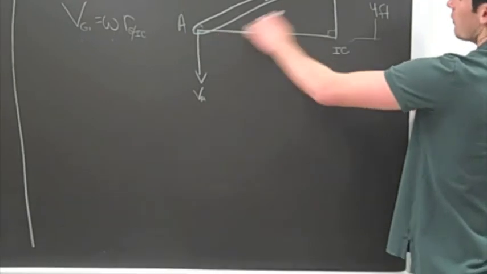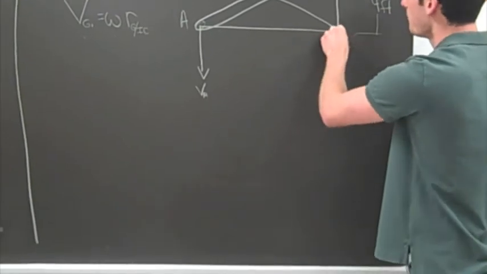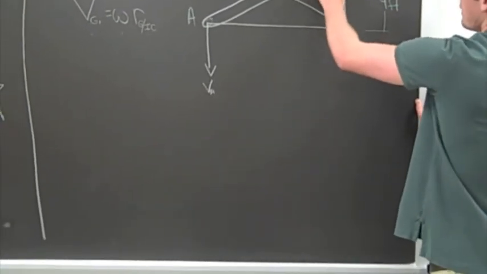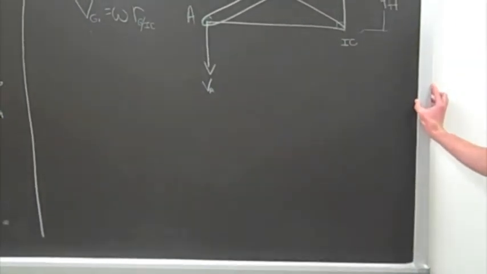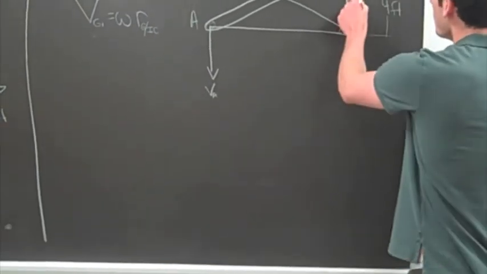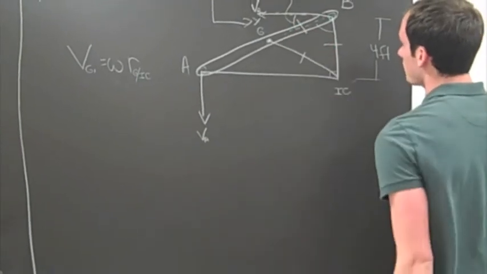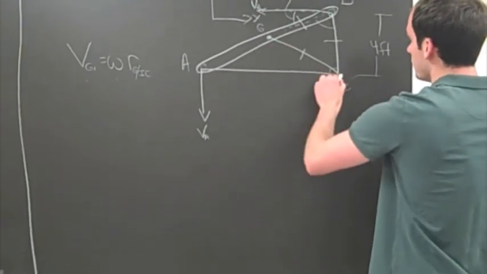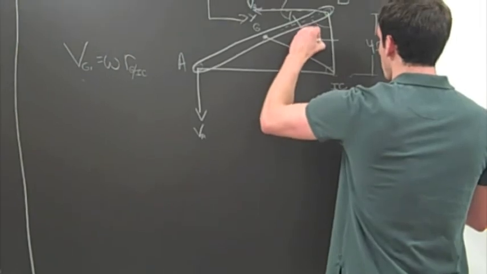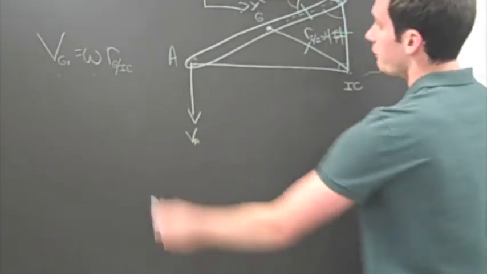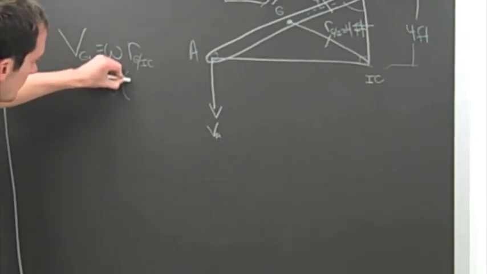Since this is all one piece, the radius from the center of gravity to the instant center is going to be right down here. So we have 4 feet, and since this is a 30, 60, 90 triangle, this is 60 degrees. And since we know some geometry, when you have two sides that are the same length and the angles are the same, all of these sides are going to be the same length. So we know the radius from G to the instant center is also going to be equal to 4 feet. So now if we go over here, we have V of G is equal to omega times 4.